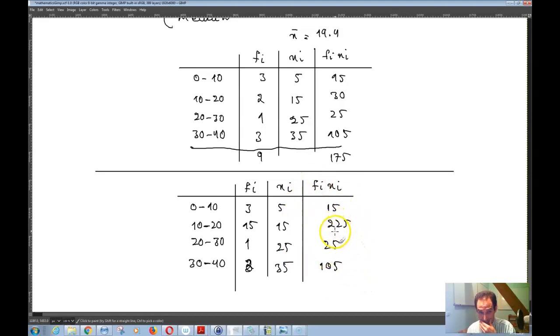So this is going to be about 40 and 145. 145 plus 200 is equal to 345, 365, 370. And your sigma f of i is equal to about 22. So here your x bar is equal to 370 divided by 22, which is equal to 16.8.